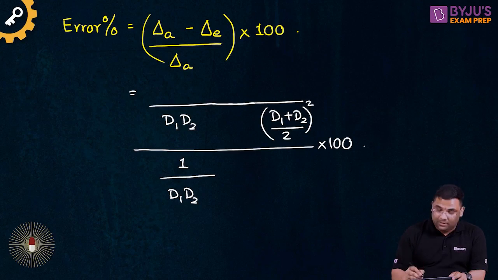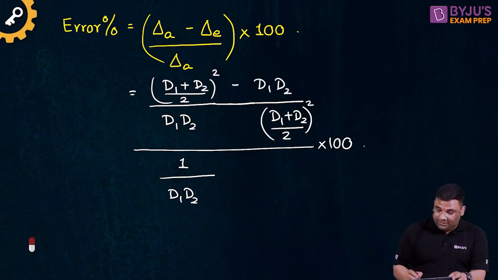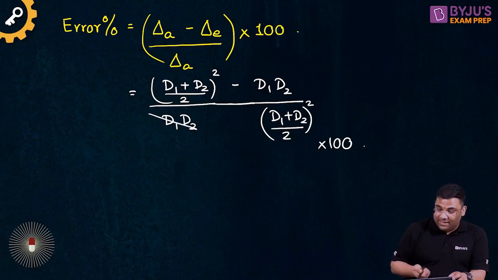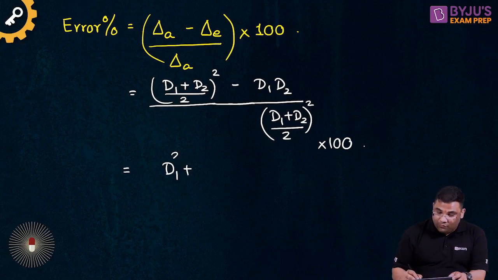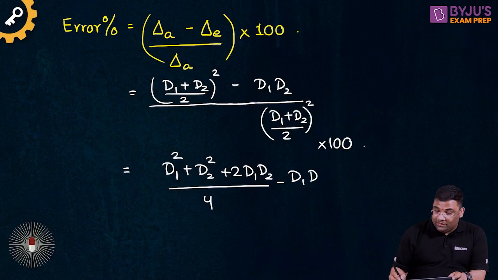If I take common, it will become (d1 plus d2 by 2) whole square minus d1 d2. Now you see, this d1 d2 gets cancelled, so I can just erase this, right? Yes. See the expression now. This is equal to d1 square plus d2 square plus 2 d1 d2, divided by what? 2 square will be 4, right? 4 minus d1 d2 in the numerator.